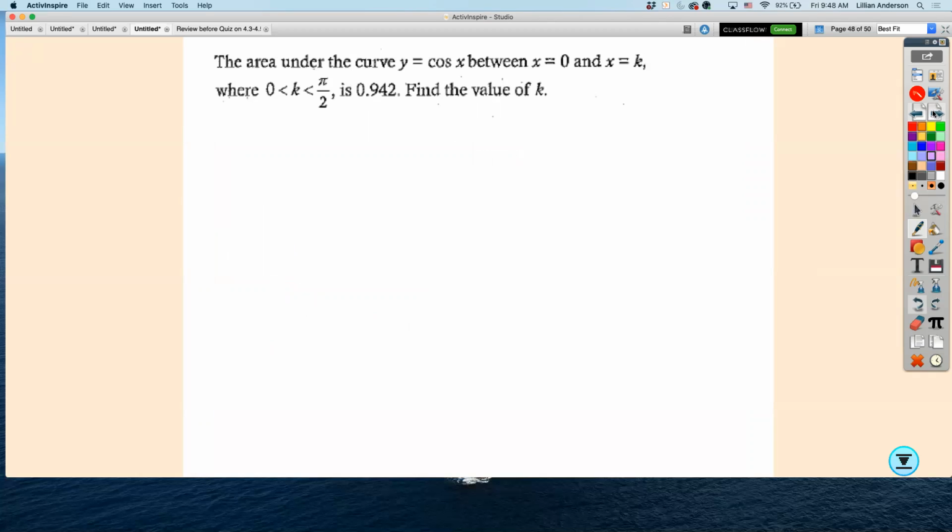But look at this, it says the area of the curve, y equals cosine x between 0 and k. So the area underneath the curve implies the integral between 0 and k of our function is 0.942. What does is in math mean? Equals. A lot of students tend to forget that, especially when it comes to the SAT and ACT. Is means equals. It sets up your equations. K has to be in between 0 and pi over 2. How do I figure this out?